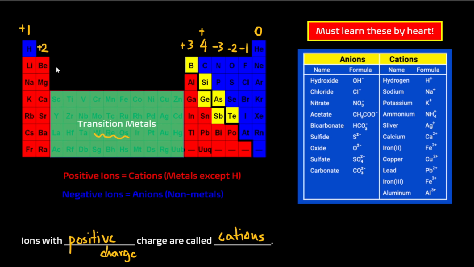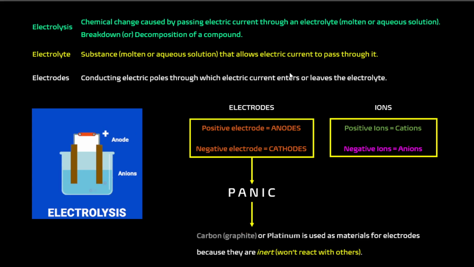Again, I would like to remind that if your element is within group 1 to 7 on the periodic table, you can know the charges on them by just simply looking at your periodic table, but you need to learn these anions and cations special charges in order for you to do electrolysis. Now, let's talk about electrolysis.